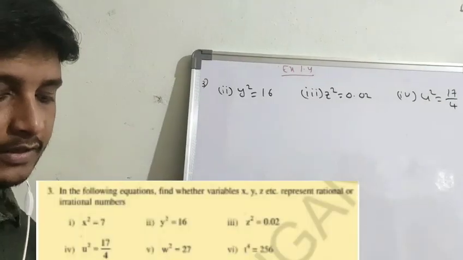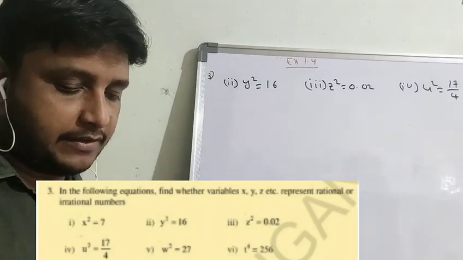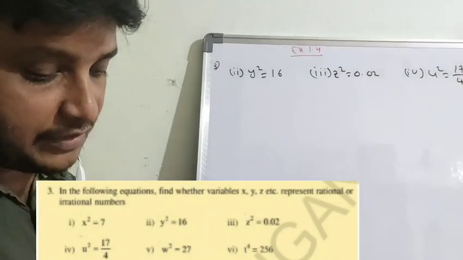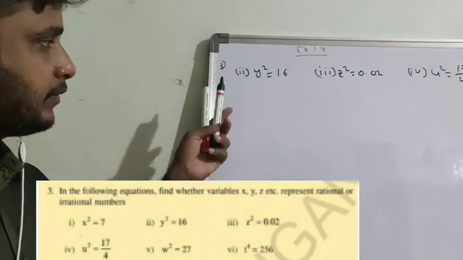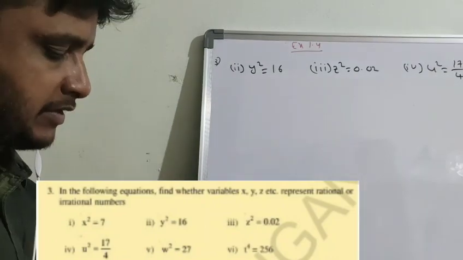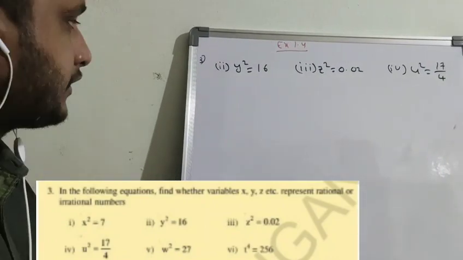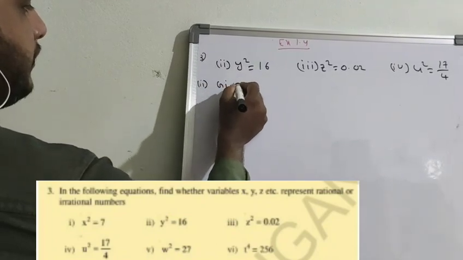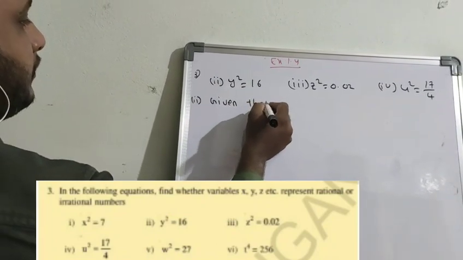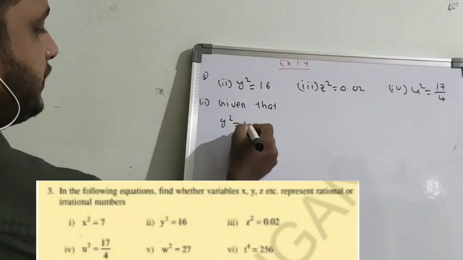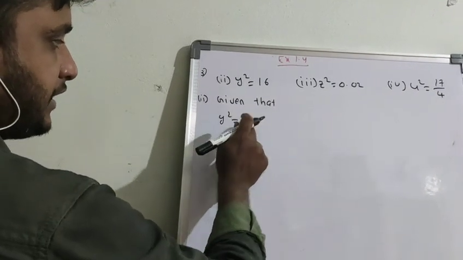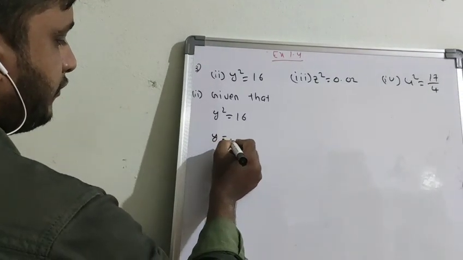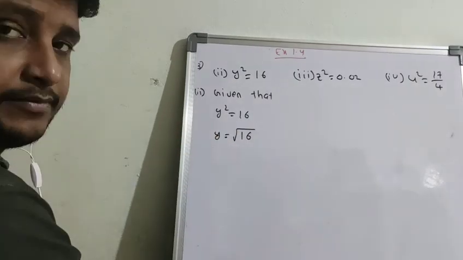The third question: in the following equations, find whether the variables x, y, z, etc. represent rational or irrational numbers. For this I am taking the second, third, and fourth bits to explain. First the third bit, given y square equal to 16. If the square is sent to the other side, it becomes a square root. So y is equal to the square root of 16.